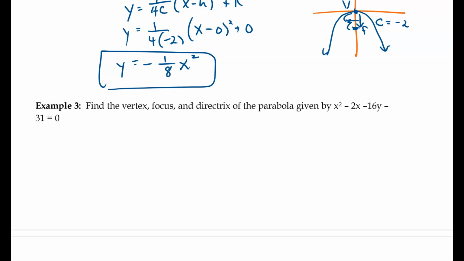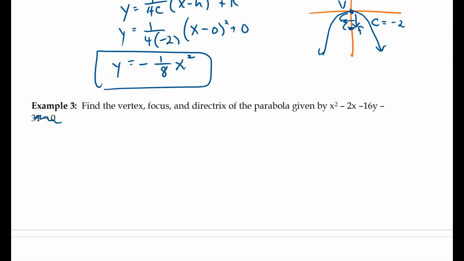Now the next one says find the vertex, focus, and directrix of the parabola given, and we get x squared minus 2x minus 16y minus 31 equals 0. All right, so let's just write this here because it's a pain that it's in two separate lines. And what are the processes that I have to do?